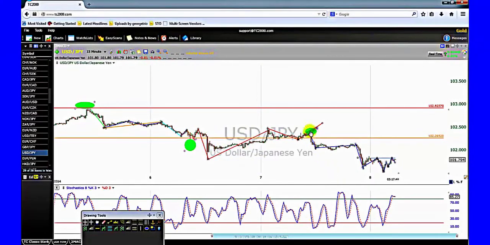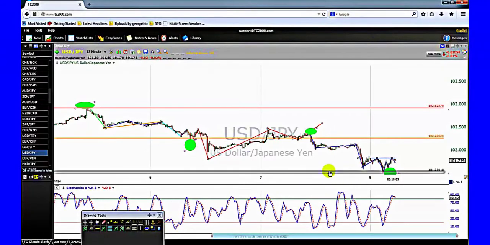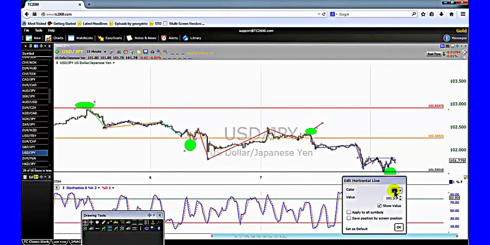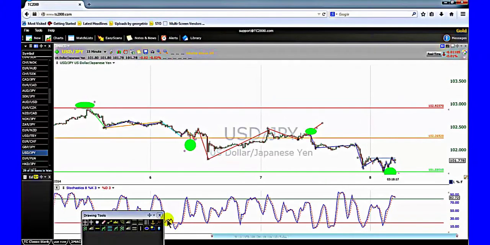Now we have another 5 move down: 1, 2, 3, 4, 5. And I need to put another green spot there, because I want you to understand this clearly. Just put it there. And I'm going to draw another line there again, and this time I'll color it green. Pay attention carefully.